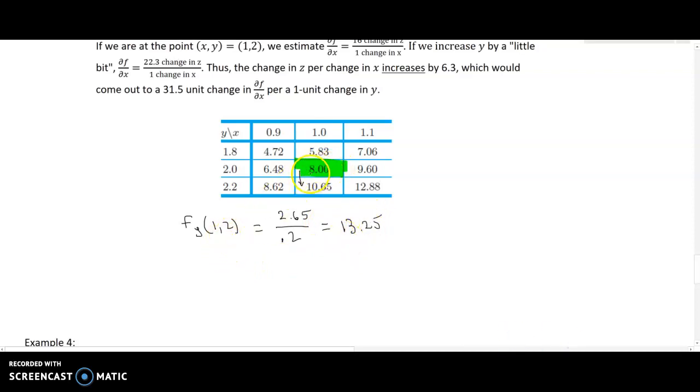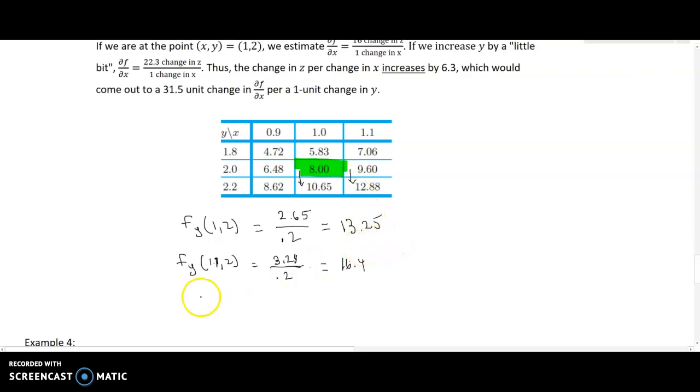Now, if we increase x by a little bit, so that means we're now over here, where the least we can increase x is by 0.1 unit, and we look at the slope in the y direction at the point (1.1, 2), so we've changed x a little bit but kept y the same. The slope in the y direction goes from 9.6 to 12.88, and that change is 3.2 units of z, divided by, again, a 0.2 unit change in y, which comes out to a 16.4 unit change in z per 1 unit change in y.